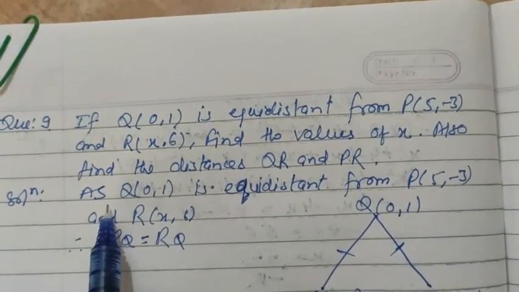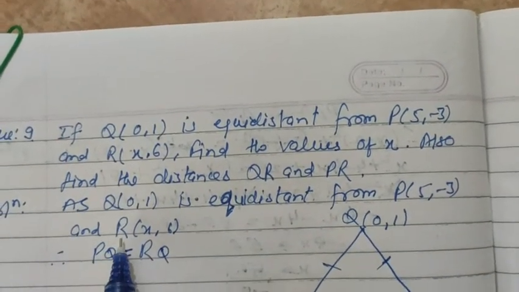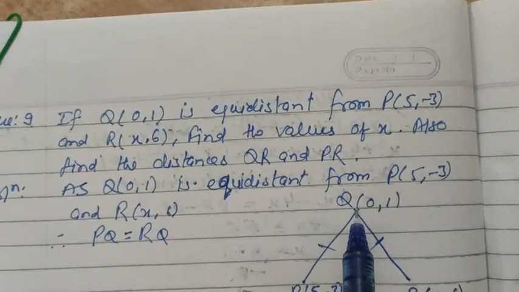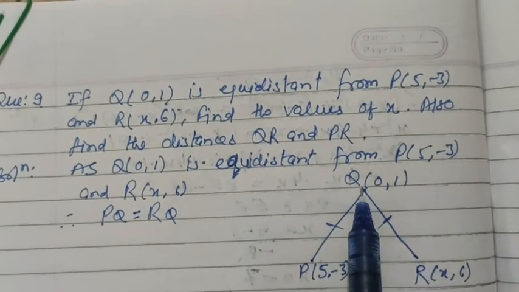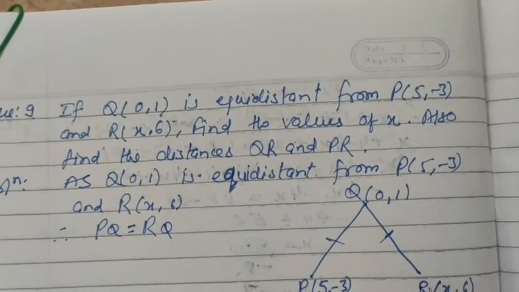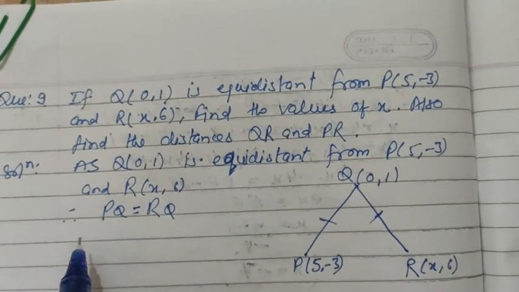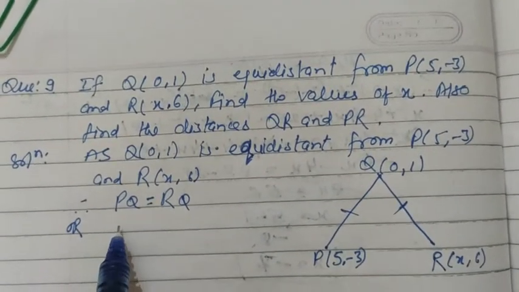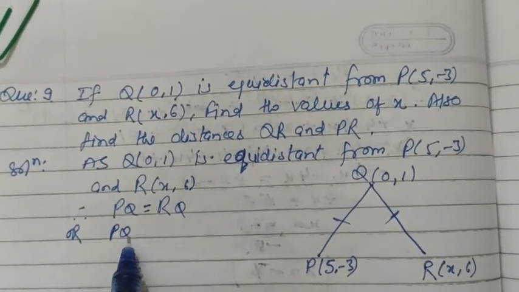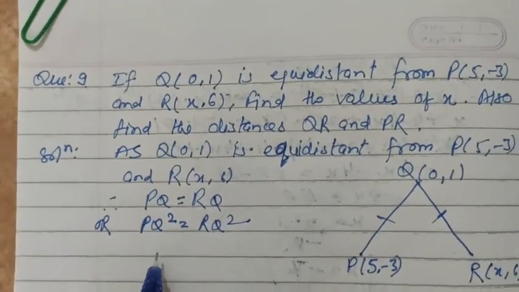So in the solution we can say, as Q (0, 1) is equidistant from P (5, minus 3) and R (x, 6), we can write PQ equals RQ. As already given, Q is at equal distance from both points P and R. So we can say QP equals QR. So PQ equals QR, or we can proceed similar to the previous question, doing squaring in the beginning. So PQ square equals RQ square, to remove the square root sign.